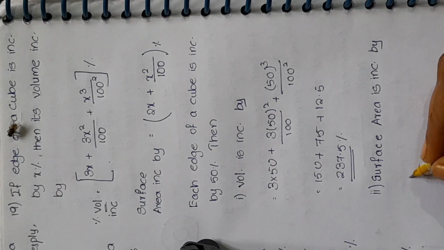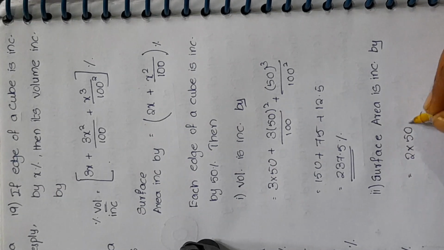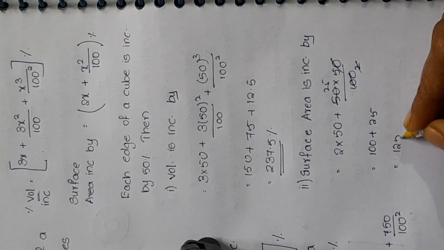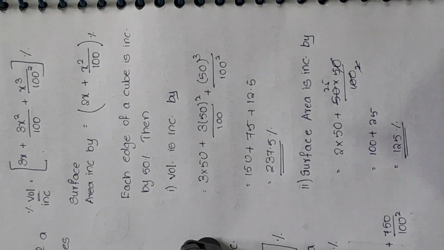Surface area is increased by 2 into 50 plus 50², that is 50 into 50 by 100, 25. So 100 plus 25, which is equal to 125% increase in the surface area.